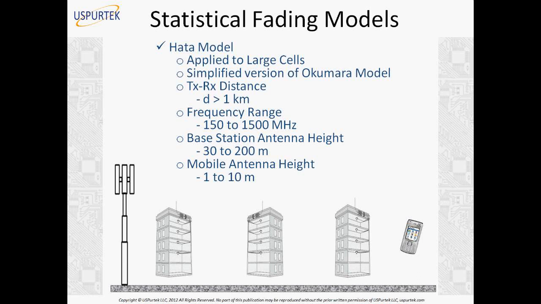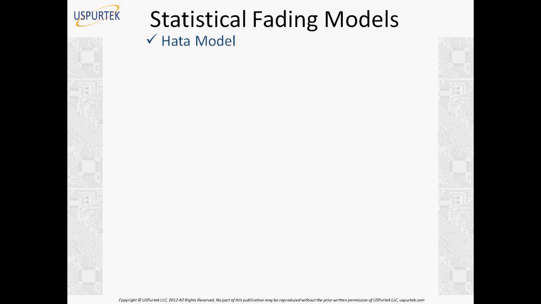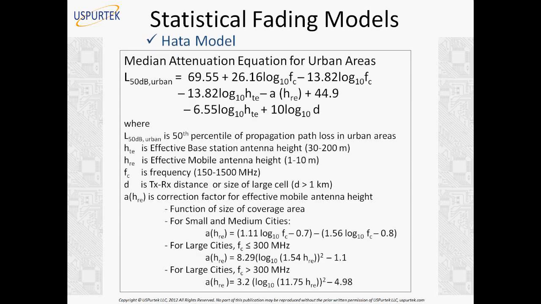So here again, the restrictions are there. Transmit receive distance is more than 1 kilometer, frequency range up to 1500 megahertz only, base station antenna height up to 200 meters, and mobile height is up to 10 meters. Now this is the equation that comes out of the Hata model. So you have the center frequency range, the distance, the base station height, mobile height, and then some correction factors.